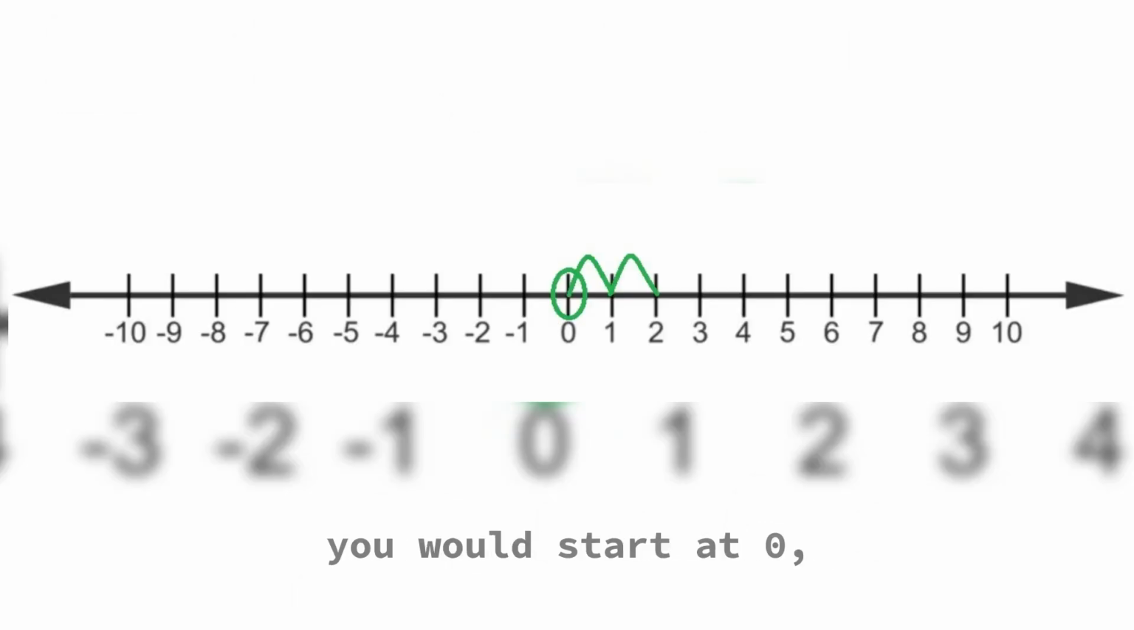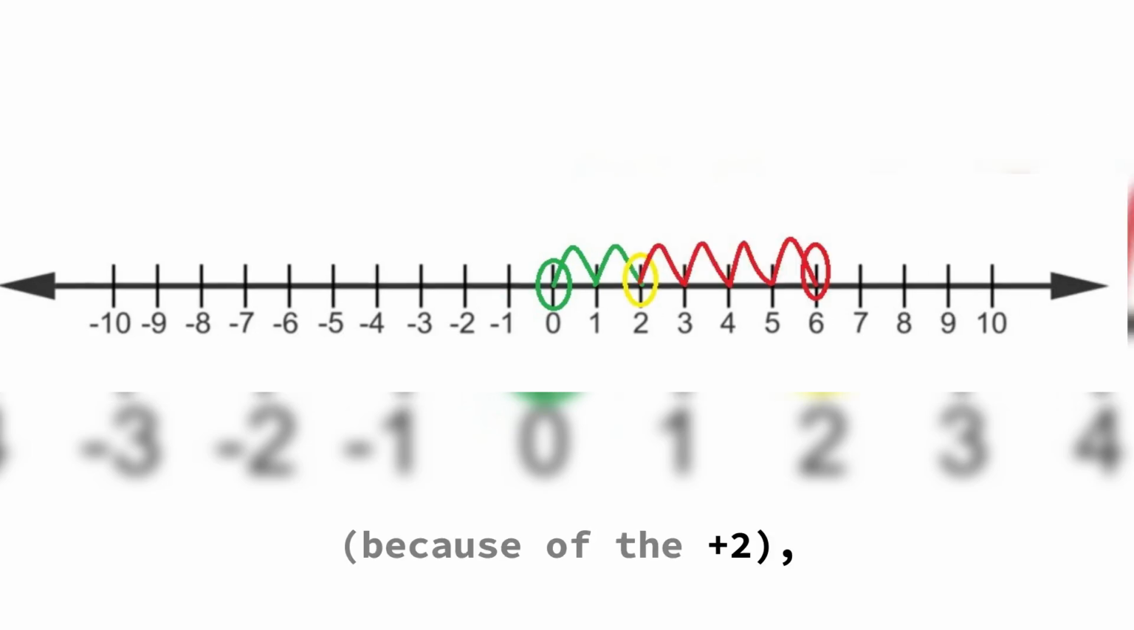On a number line, you would start at 0, move 2 steps to the right, because of the +2, and then move 4 steps further to the right, because of subtracting -4. You would end up at 6 on the number line, which is our solution.